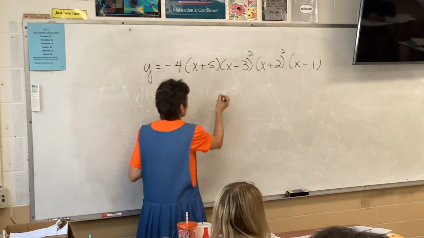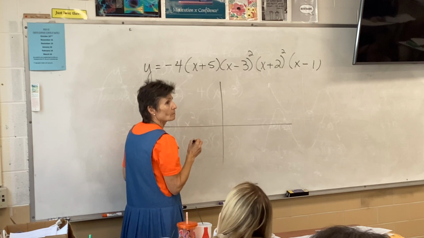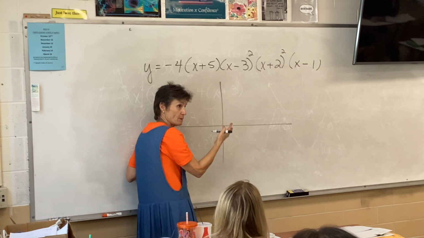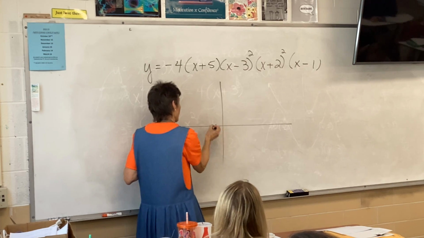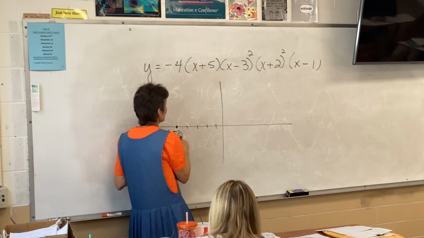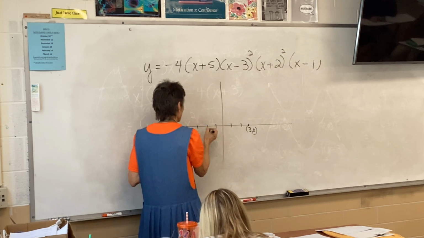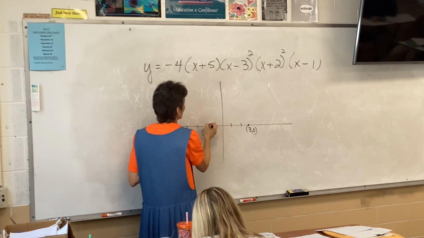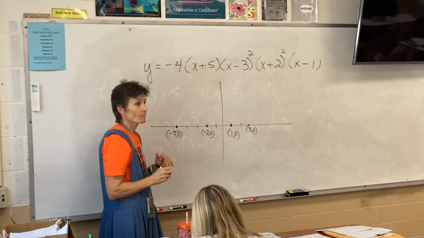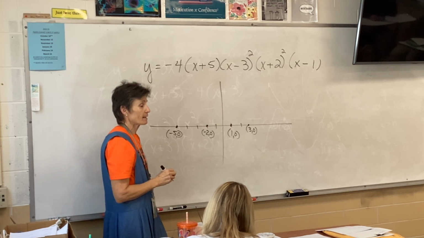I drew the graph and I put down -5. Okay, so you plotted what we call our zeros, our x-intercepts, our roots, whatever words you want to use to describe them. You put -5, +3, -2, and 1. Did everybody do that? Okay. What was the next thing you did?